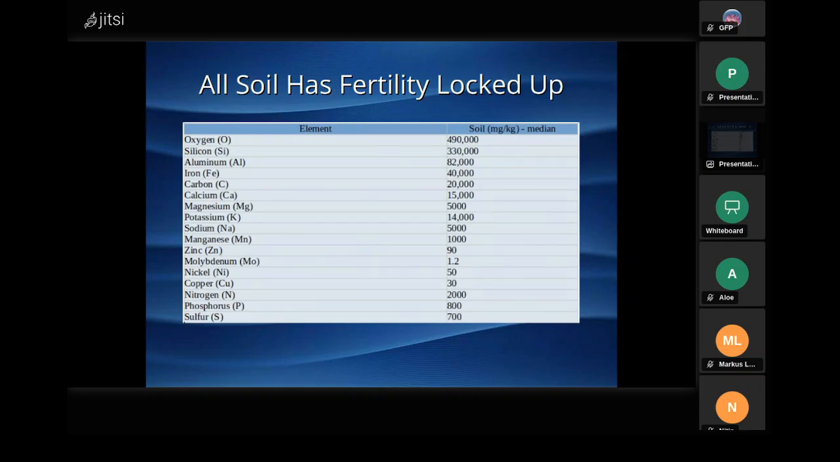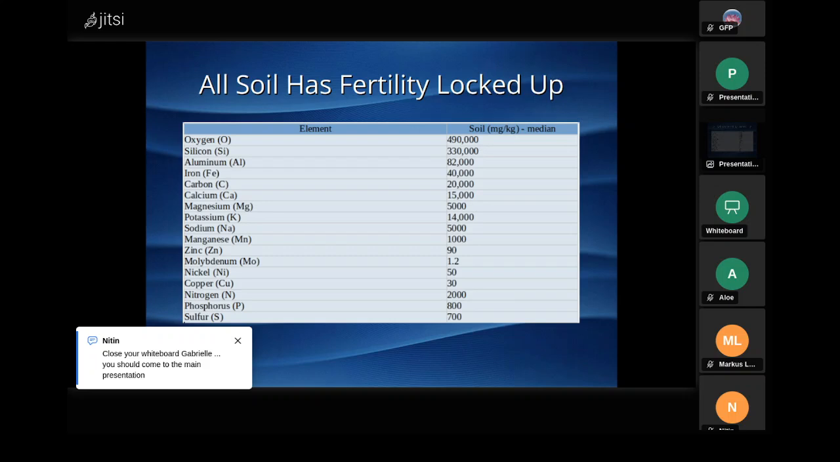So I'm going to shift the presentation now to talk a little bit about the soil science that supports syntropic agroforestry. I learned this after learning the technique.